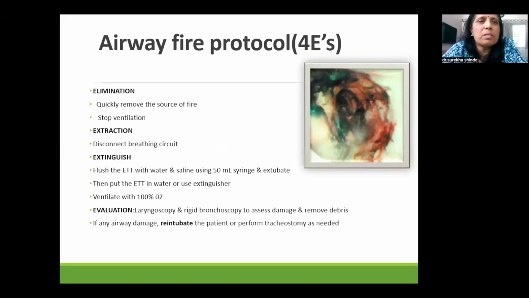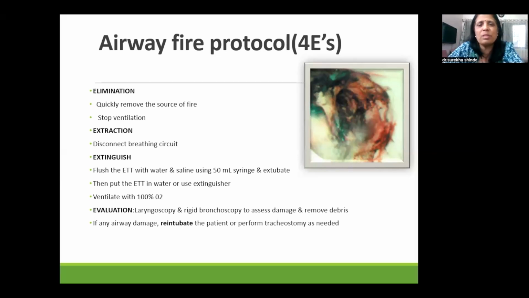There are 4 E's. Elimination. Quickly remove the source of fire and stop ventilating. Otherwise, a scenario like this can be a disaster. Extraction. Disconnect the breathing circuit, so the oxygen source is totally taken away. See, here we have to do some kind of unlearning. Whenever there is any disaster in the operation theatre when anesthesia is concerned, the first reaction is to give 100% oxygen. In this case, I think it's the other way around. We have to take a paradigm shift and disconnect the oxygen.